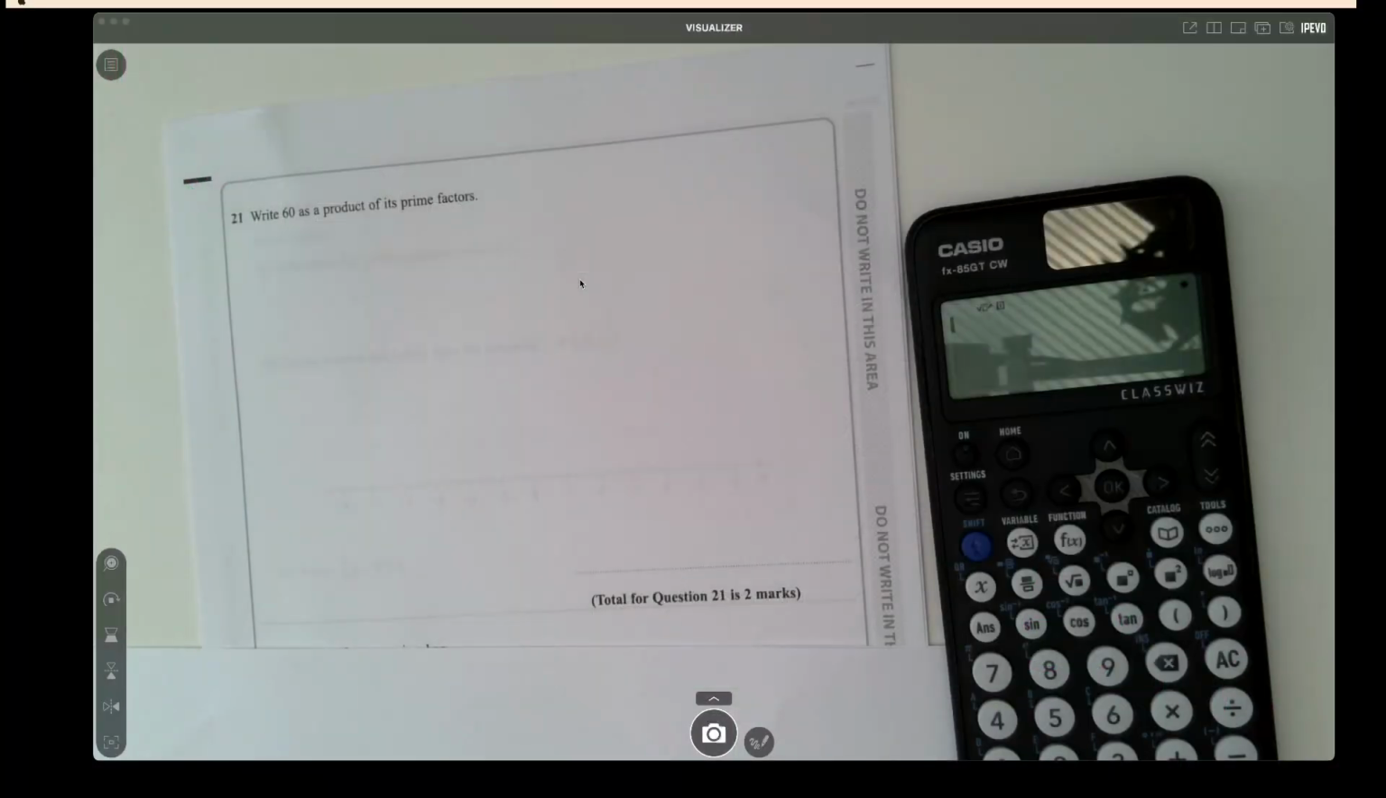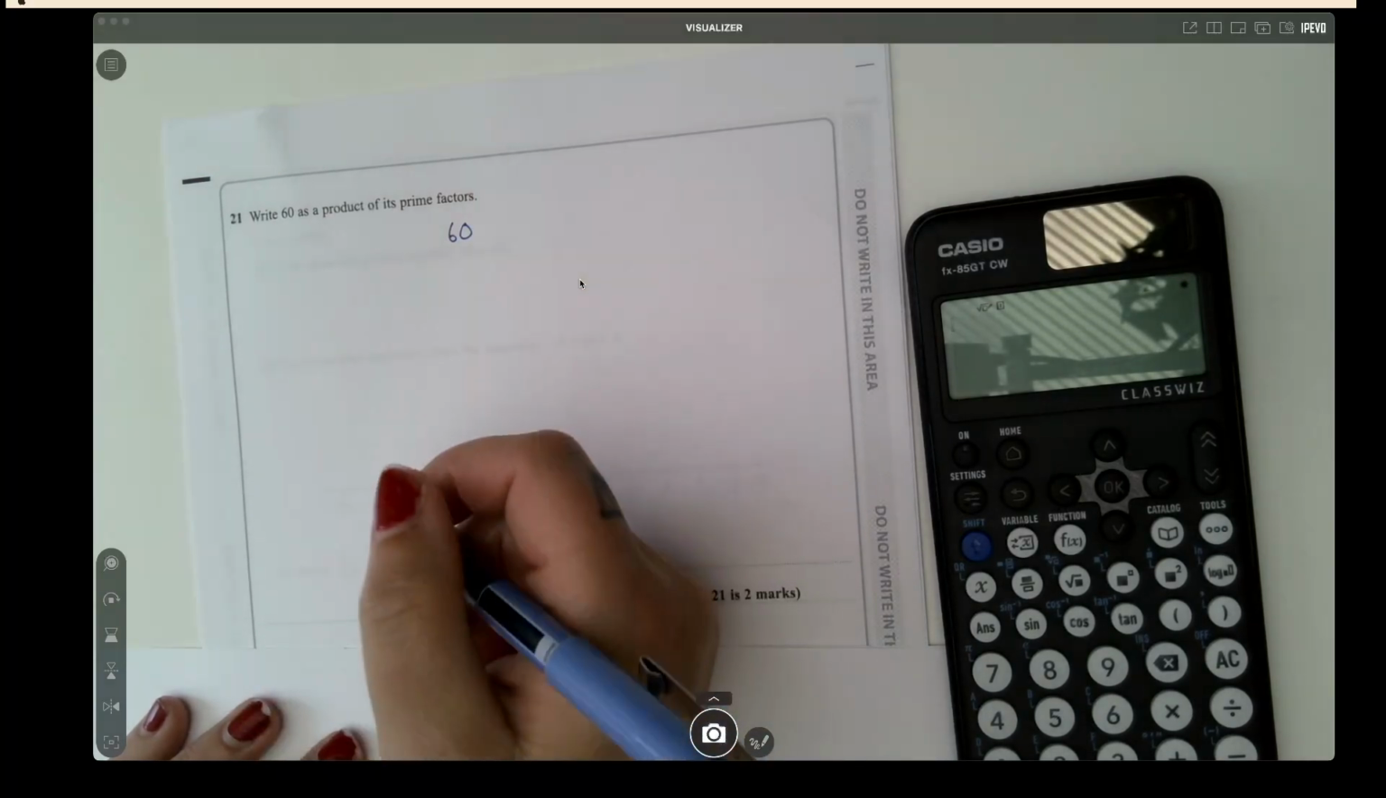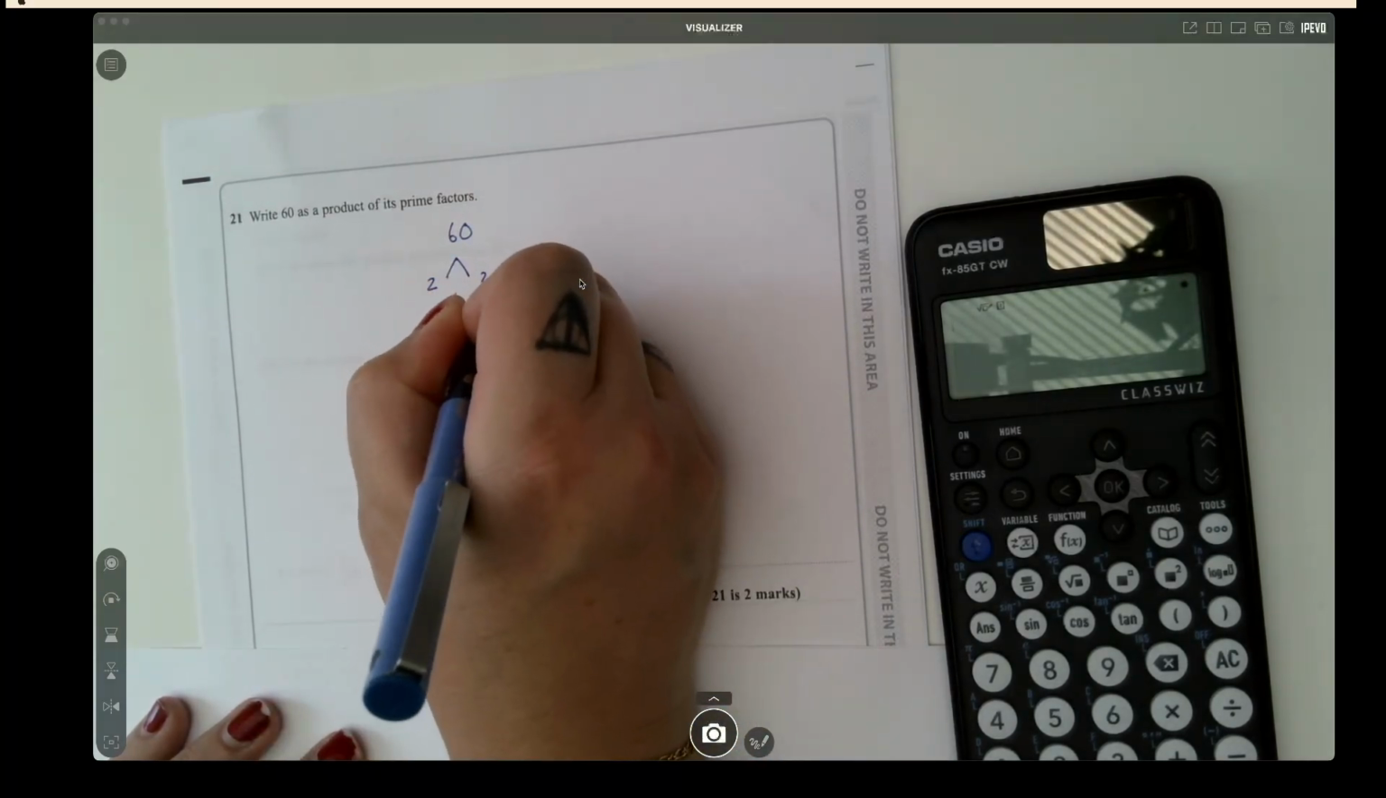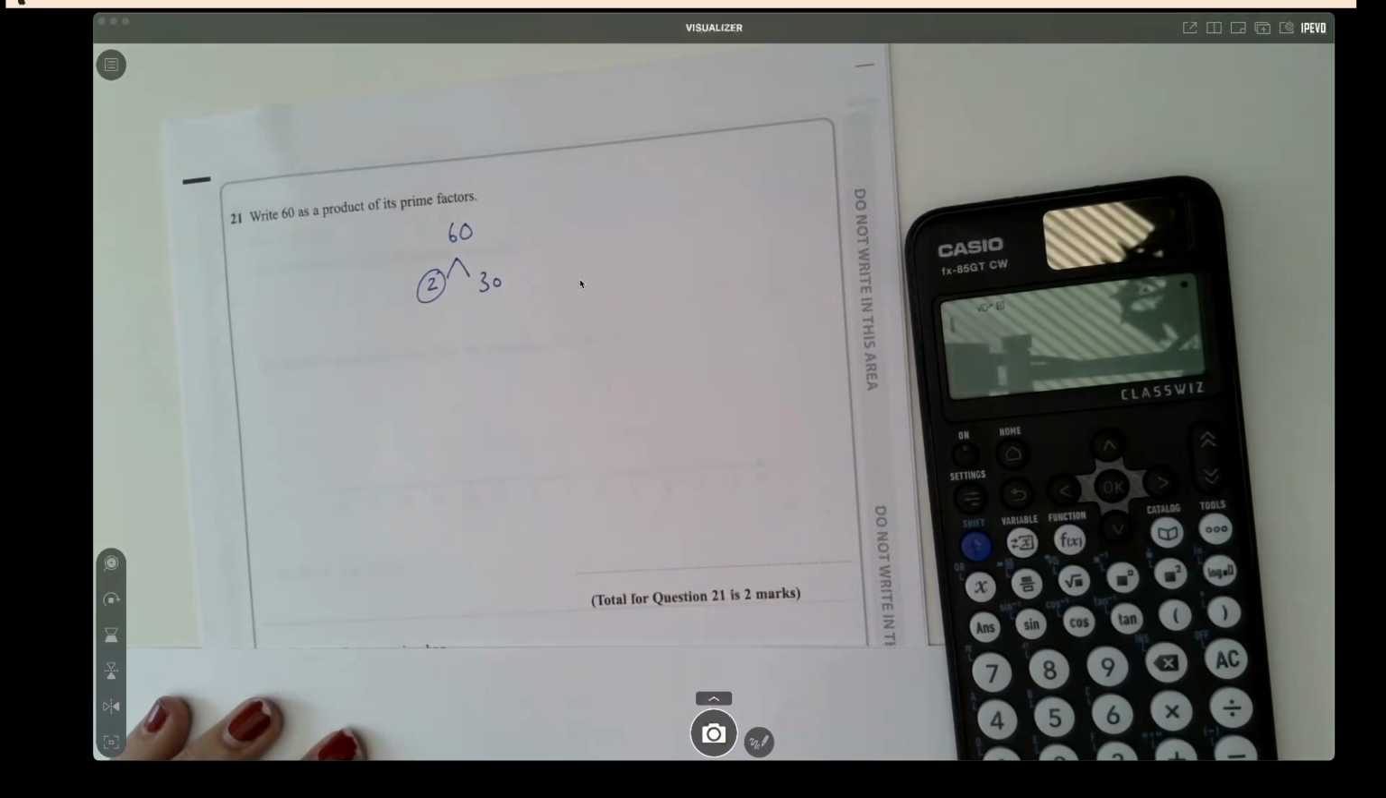Question 21. Write 60 as a product of its prime factors. So we're starting with 60. We want two numbers that are going to multiply to give us 60. So I'm going to use 2 and 30. 2 is a prime number, so I'm going to circle it and end that branch.